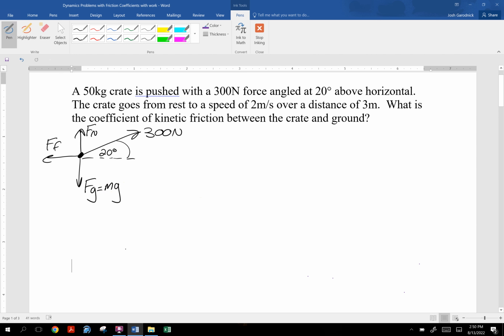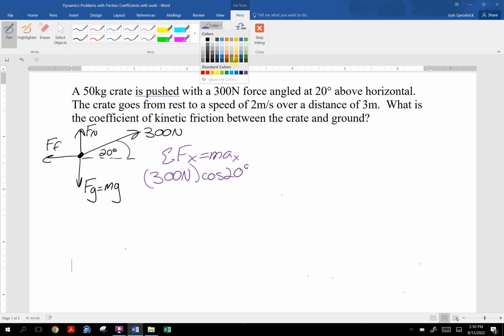Not much difference with the steps. We've drawn an FBD. Your next step is to sum the forces in the x that cause the mass to accelerate in the x-axis. If I look at my free body diagram, I have 300 newtons acting at an angle of 20 degrees, so cosine 20. And here's where it gets a little different. The expression for friction is the force of friction equals mu, the coefficient of friction, times the normal force.